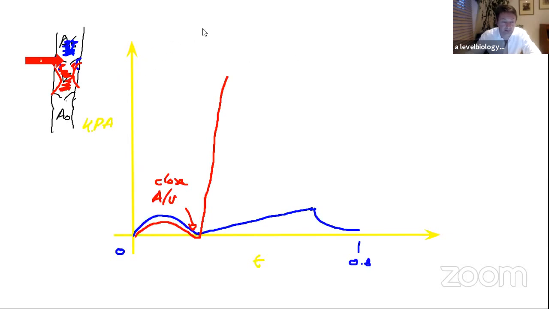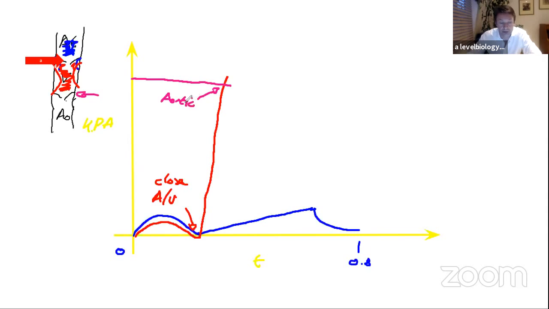Now, you've then got to consider the pressure in the aorta. The pressure in the aorta is very high, so the pressure in the aorta will prevent the aortic valve from opening until the pressure in the ventricle becomes higher than the pressure in the aorta. So only at this point here will the aortic valve open.